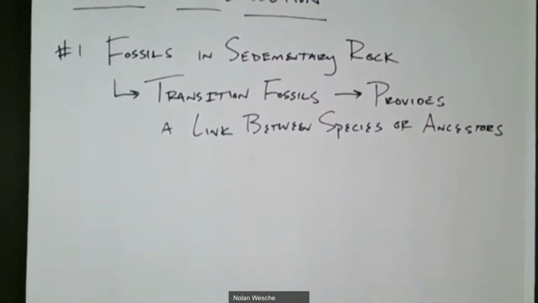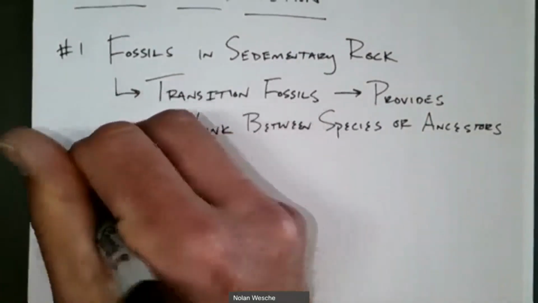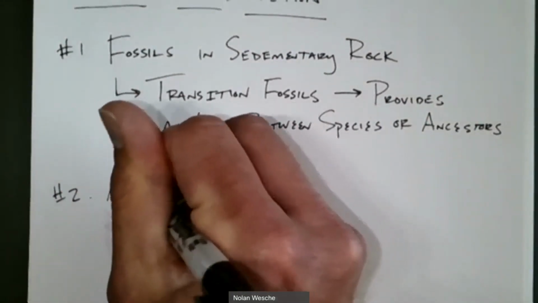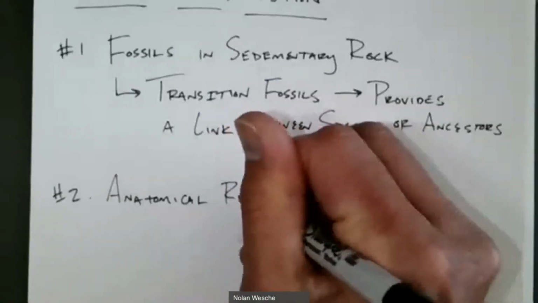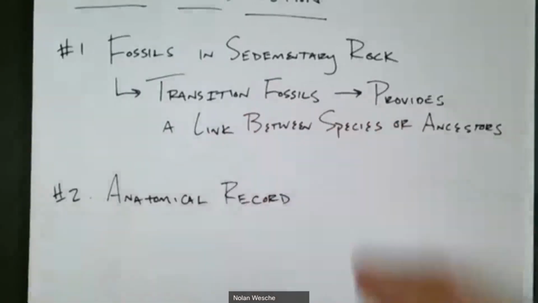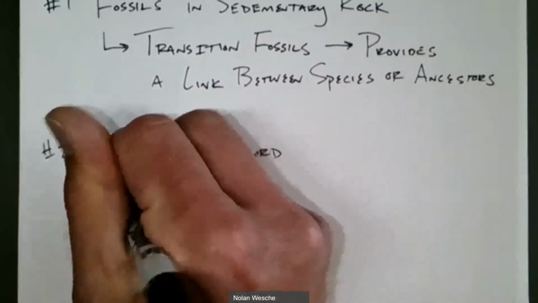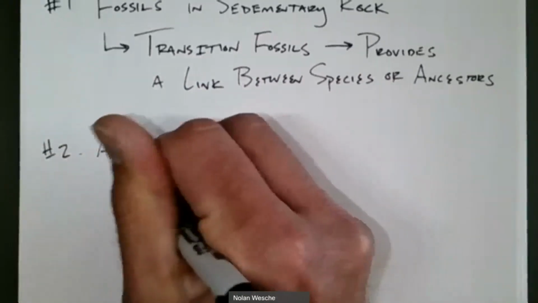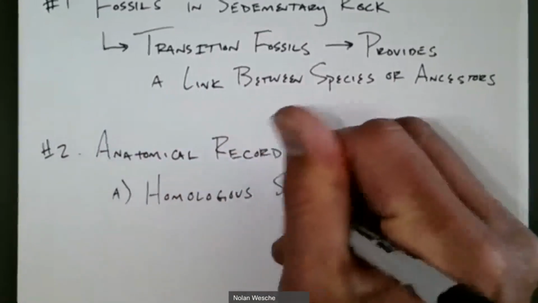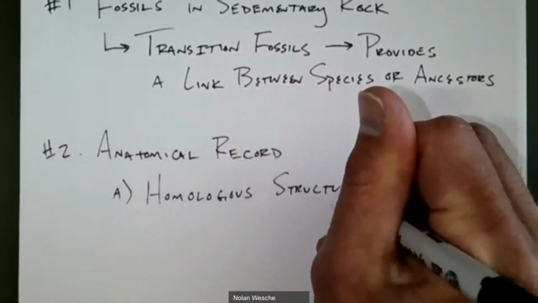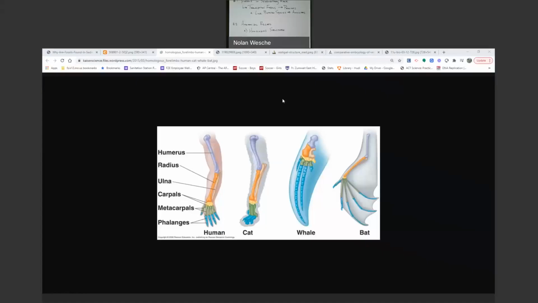So number two is going to be what we call the anatomical record, and that is rooted in anatomy. So these are going to be physical structures that we're going to be looking at. And the first one, we're going to look at some sub items underneath here. We're going to be looking at things called homologous structures, or homologs. So homologous structures.